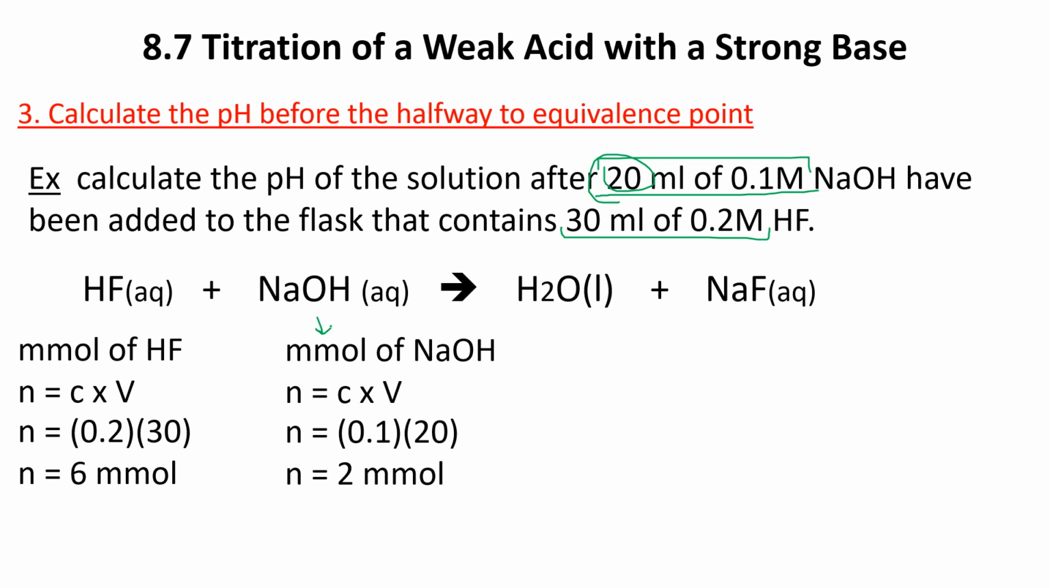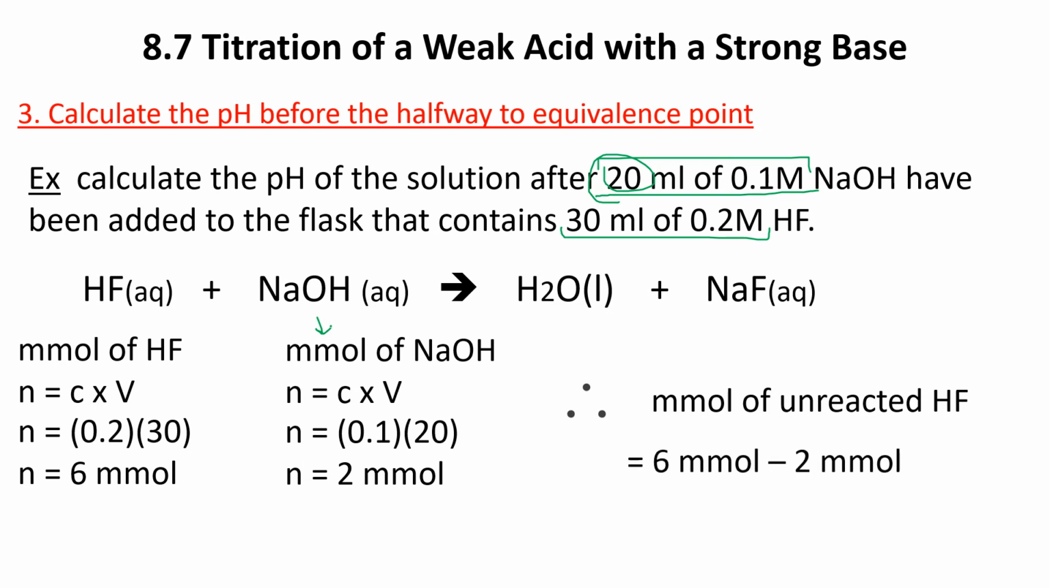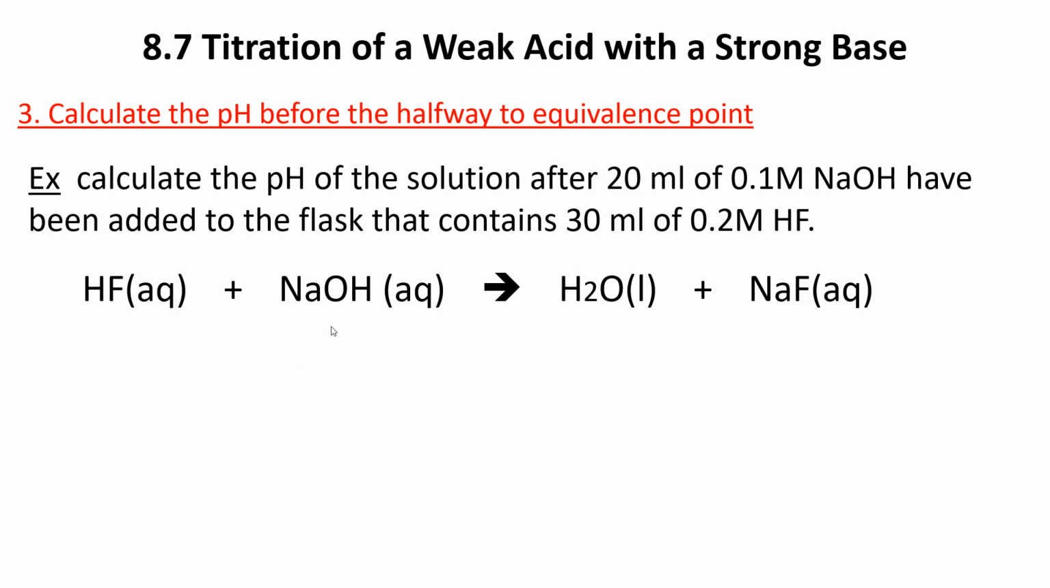So what's going on here is that we started with 6 millimoles. We've added in 2 millimoles of the base. Those 2 millimoles are neutralizing 2 millimoles of the acid. In essence, what's happened here is we have some unreacted HF remaining, and we're just going to subtract those two values, and we get 4 millimoles. So there are 4 millimoles of HF that is unreacted. Now, there's a minor issue though. We'll get to it in a sec.